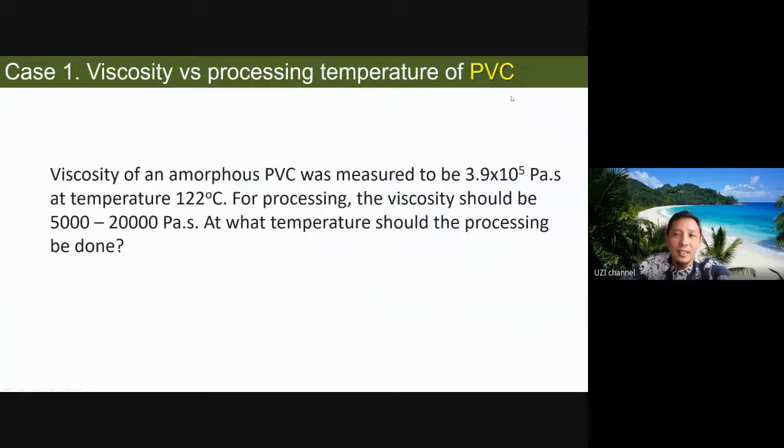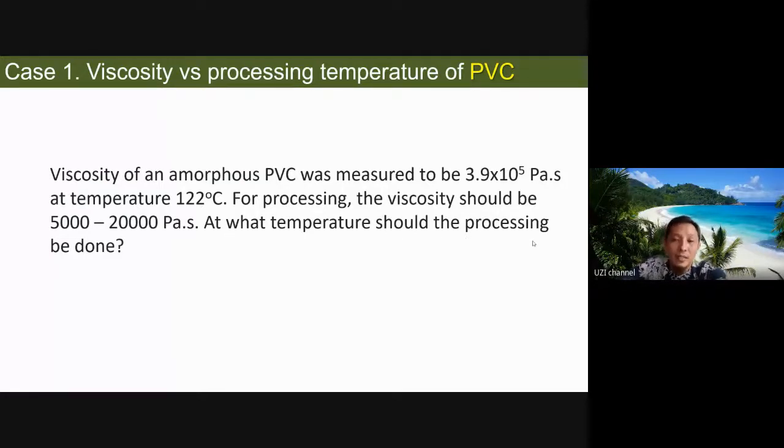In case one, we have the PVC, and the relation of viscosity versus processing temperature. We have here, for example, the viscosity of an amorphous PVC as measured. It is about 3.9 times 10^5 Pascal second at a temperature of 122 degrees C. For the processing, the viscosity should be at this viscosity. At what temperature should the processing be done?